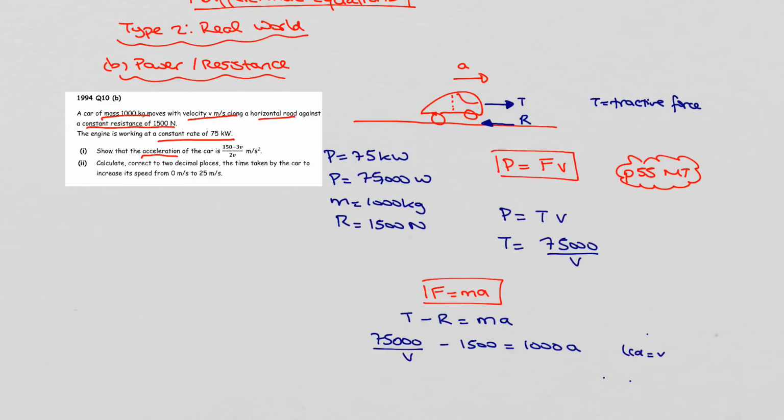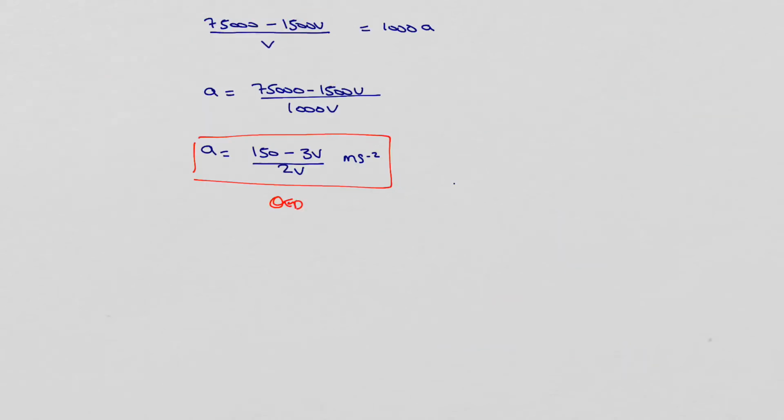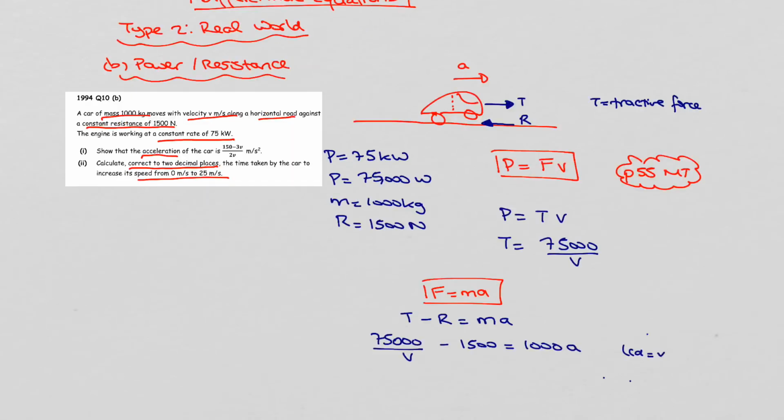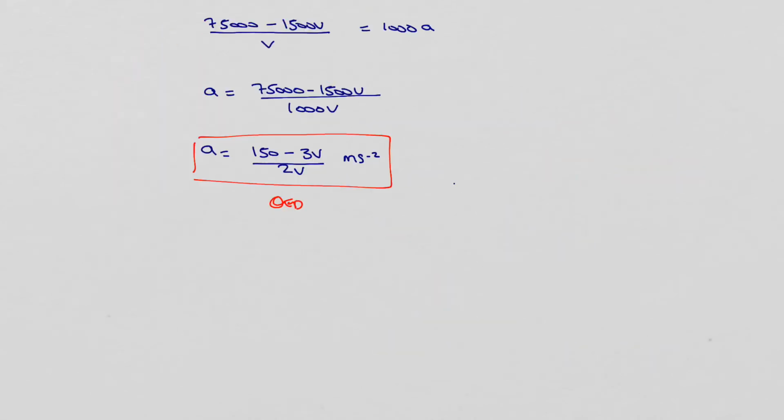Okay, so for the second part, it says calculate, and we have to be careful here because it says correct to 2 decimal places, the time taken for the car to increase its speed from 0 to 25 meters per second. So if we look at what we know, well, we've just established that the acceleration is given by (150 minus 3v) over 2v. So if I look at my start limits and my end limits, I can then decipher, am I going to be using dv dt or v dv ds? So at the start, we know that the initial velocity is 0, and we also know the time is 0. And at the end, if we go back, we can see that the end speed is 25 meters per second.